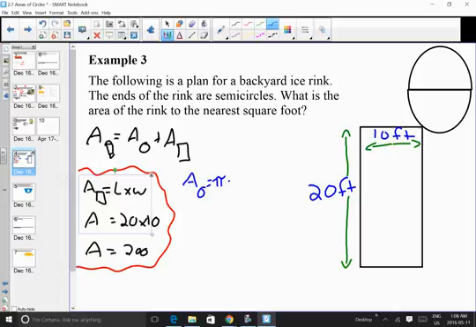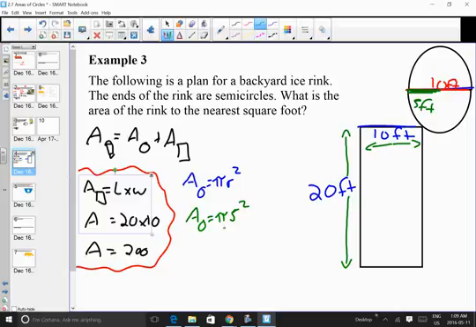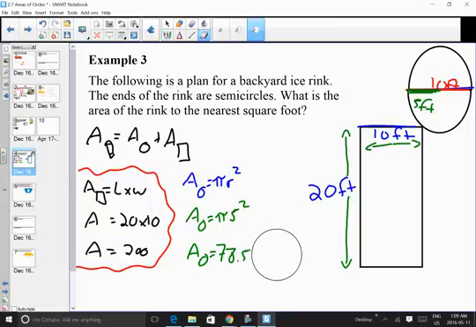That is pi times the radius squared. So looking at this, I don't know what the radius is, but remember this side matched up with this side. So this side here is 10 feet. So my radius is half that. So half of 10 would be 5 feet. So there's my radius. So the area of the circle is pi times the radius squared. So pi times the radius, which was 5 squared, is 78.5, and that's in feet squared, but I'll bring that back in a second.